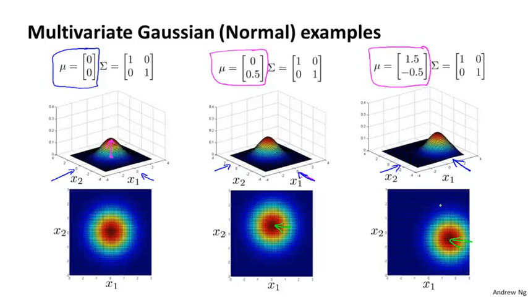So hopefully looking at all these different pictures gives you a sense of the probability distributions that the multivariate Gaussian distribution allows you to capture. And the key advantage of it is it allows you to capture when you'd expect two different features to be positively correlated or maybe negatively correlated. In the next video, we'll take this multivariate Gaussian distribution and apply it to anomaly detection.